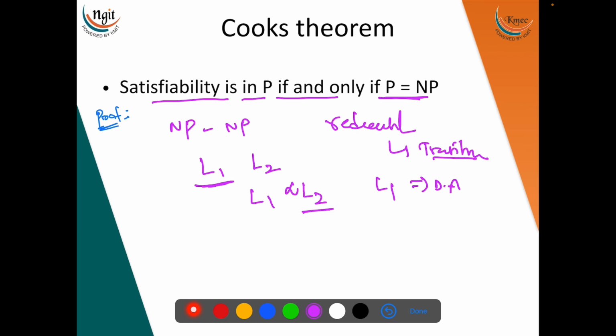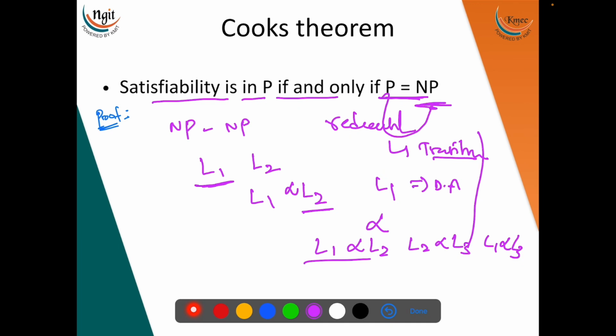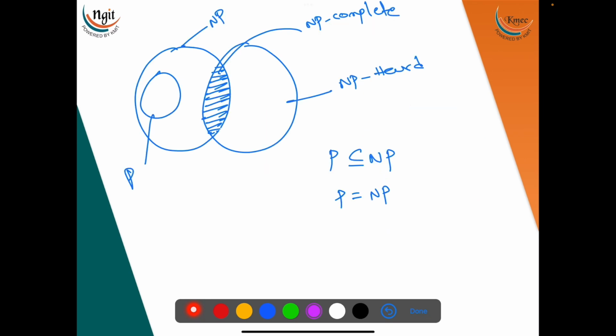One can readily verify that reduction is a transitive relation, that is, if L1 reduces to L2 and L2 reduces to L3, then L1 reduces to L3. So if I could do this, I can solve all your non-deterministic problems in polynomial time, and one day all non-deterministic algorithms will be deterministic. So this is Cook's theorem, and this is a well-known diagram you are supposed to keep in mind: NP, NP-complete with the satisfiability condition, and NP-hard.